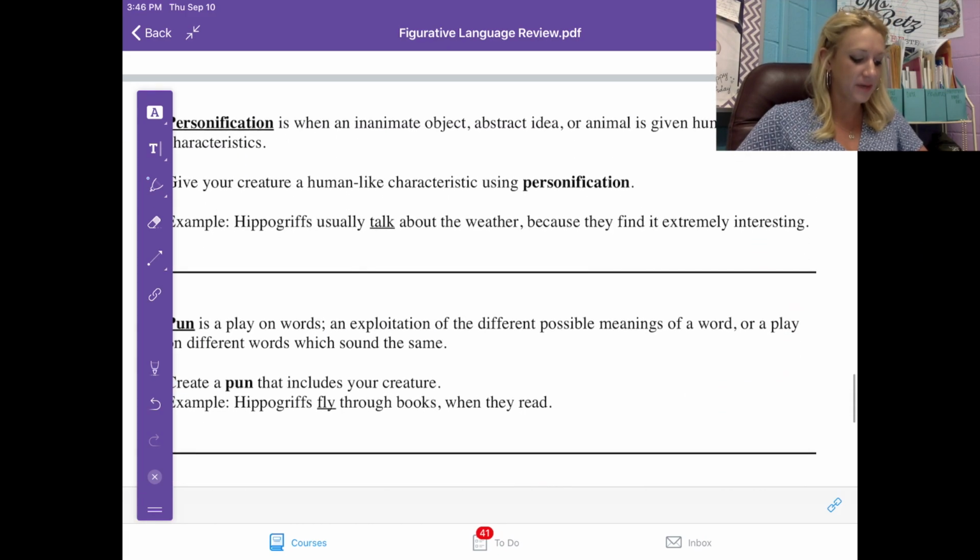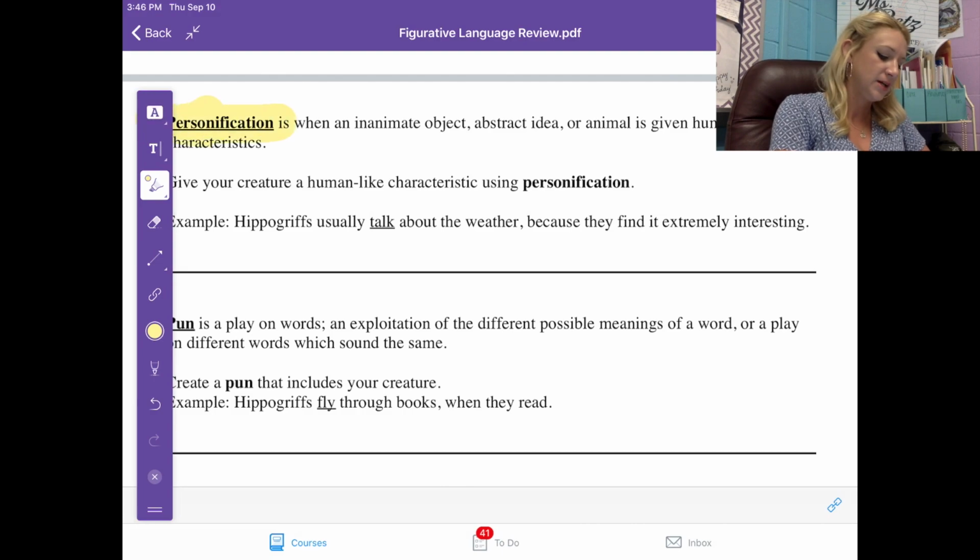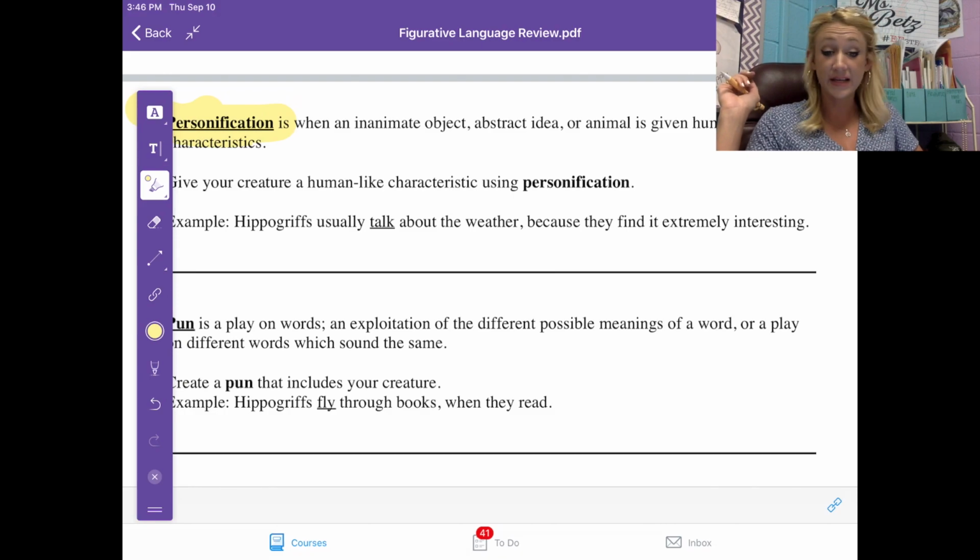Alright, and we are on to our last page here. Next up, we have personification. This is definitely a review. You should know this one. Personification is when you give human-like characteristics to an object. So, for example, hippogriffs usually talk about the weather because they find it extremely interesting. It's an animal, it's probably not talking about weather, but I gave them a human-like quality or characteristic. This is an example of personification.